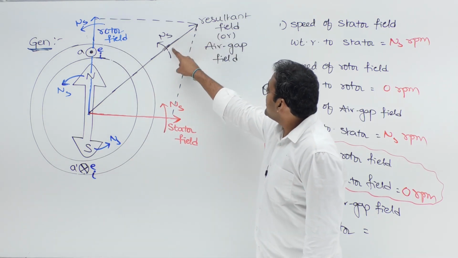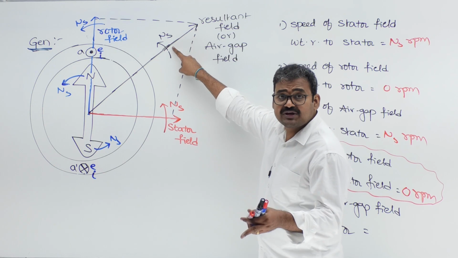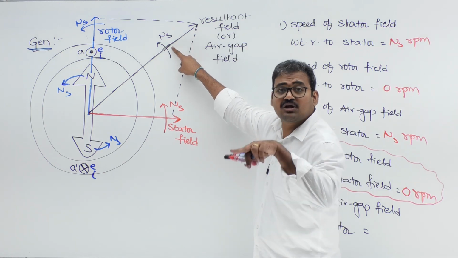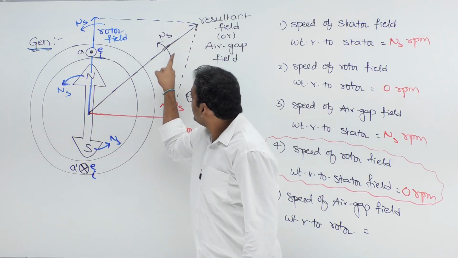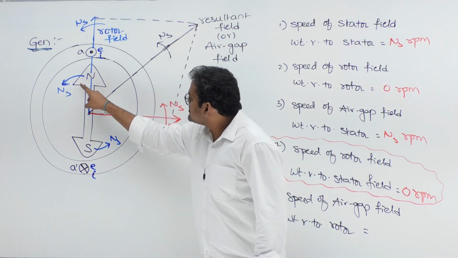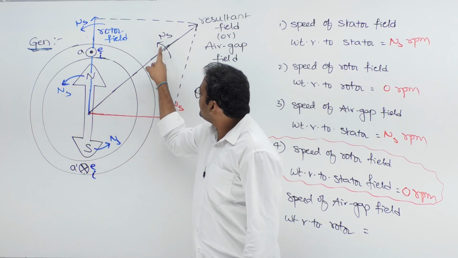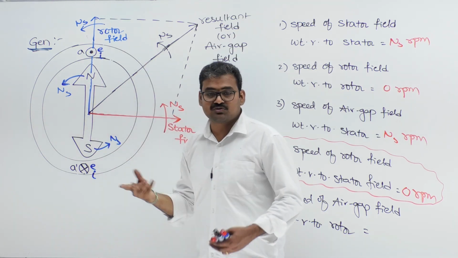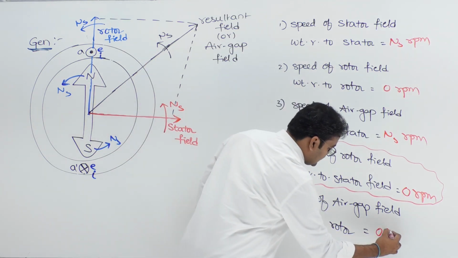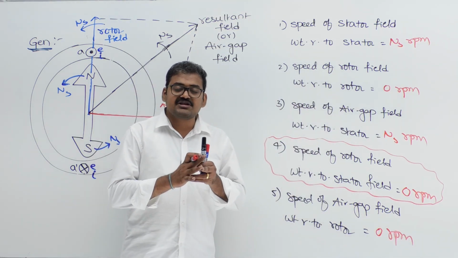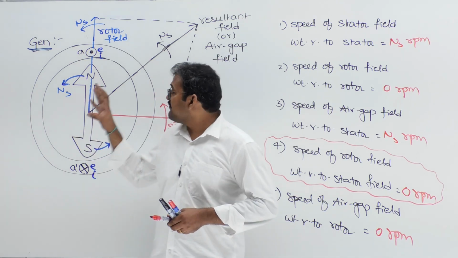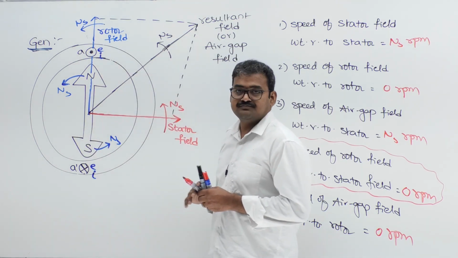Speed of air gap field with respect to rotor. Rotor in the sense rotor core. Air gap field with respect to rotor core. Air gap field is rotating with ns. Rotor core is also rotating with ns. Then what is the relative speed between the two? 0. The last question answer is also 0. Like that, you can answer any question if you have a complete idea about this diagram.